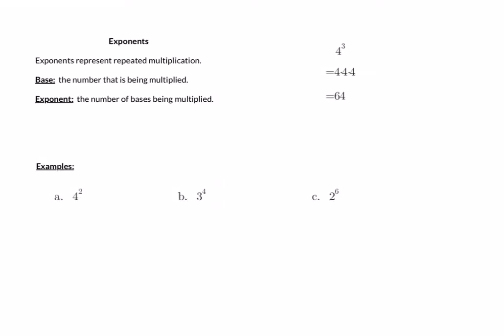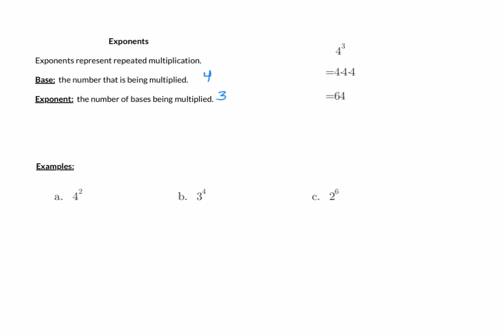So if we look at our example off to the side, 4 is our base, and 3 is our exponent. And so what does the exponent tell us? It tells us the number of bases being multiplied together.